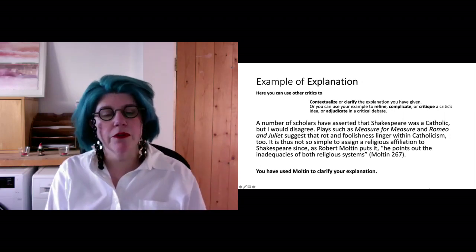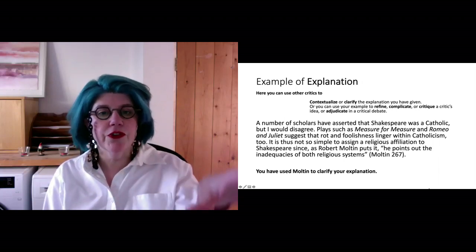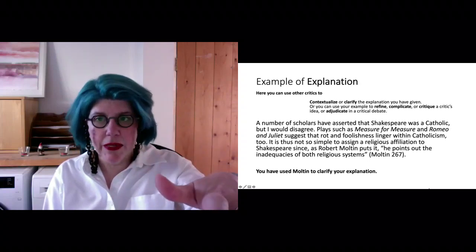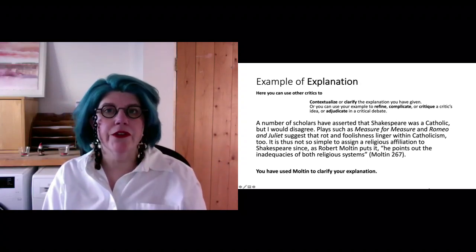Here you have used Moulton to clarify your explanation, and you have also used your own example to refine and explicate more clearly Robert Moulton's assertion. Very nice.